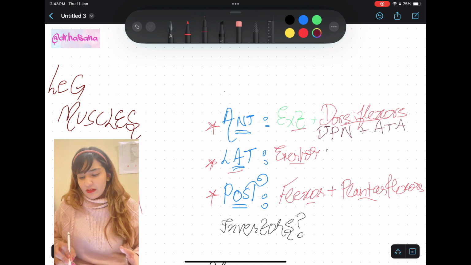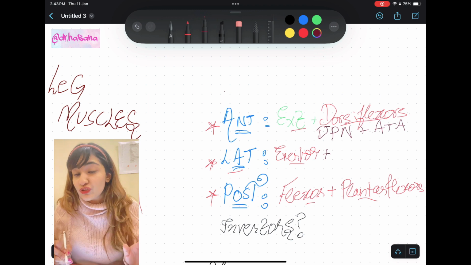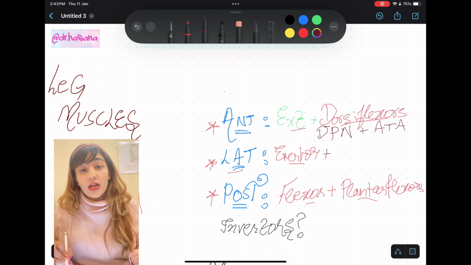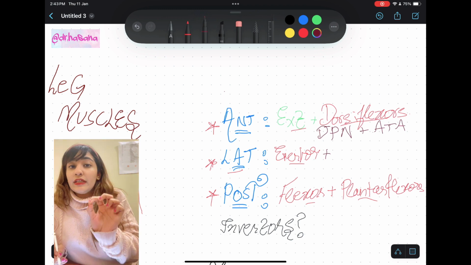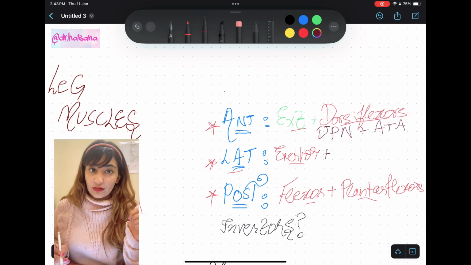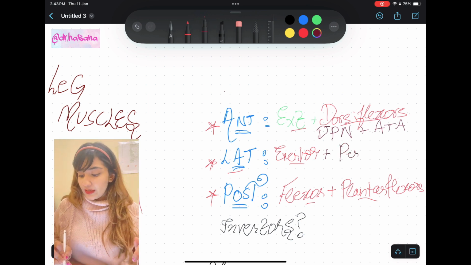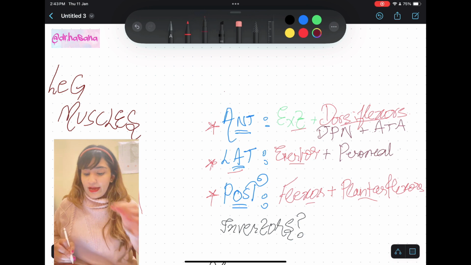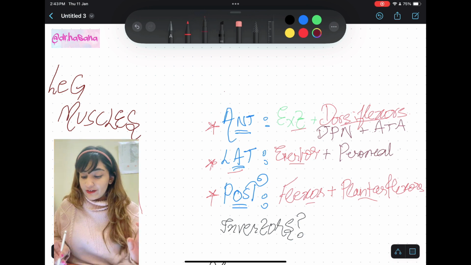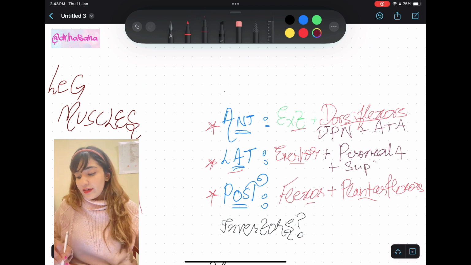Lateral compartment, all of them are supplied by which nerve? Anything peroneal is going to be the lateral compartment. Therefore, it's going to be the peroneal artery. No rocket science once again. And the nerve over here is going to be the superficial peroneal nerve.